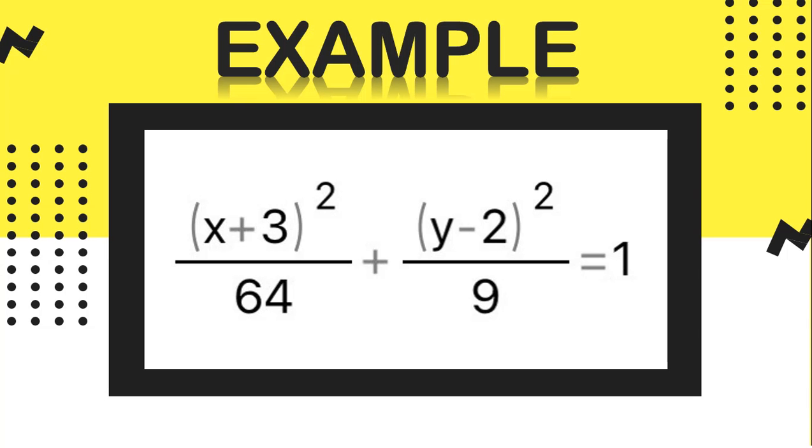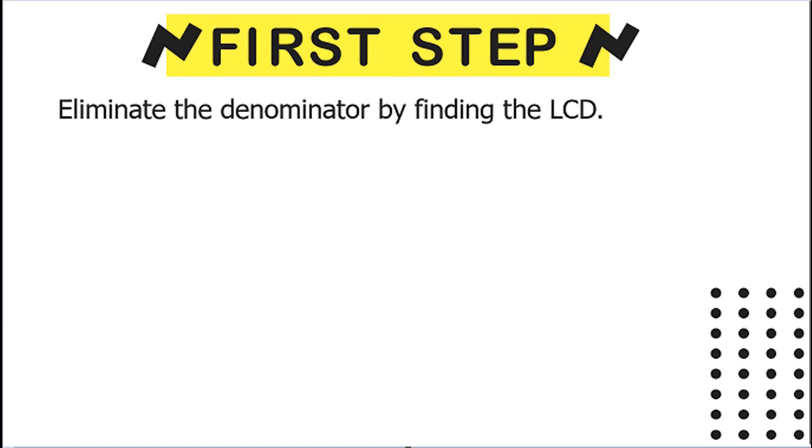For our first example, we have the quantity of x plus 3 squared over 64 plus the quantity of y minus 2 squared over 9 equals 1. In order to solve this equation, the first step we should take is eliminating the denominator by finding the LCD, or the least common denominator, of the numbers 64 and 9. Or let's say, we will be determining what number is a factor of these two.